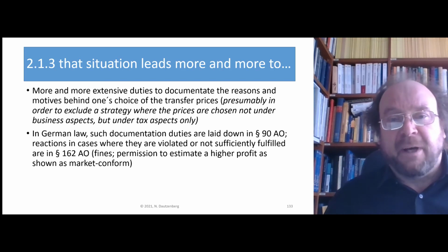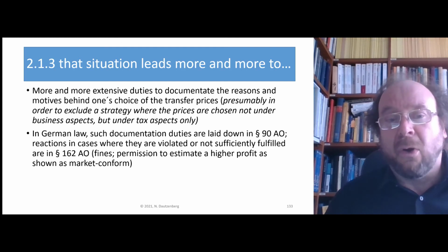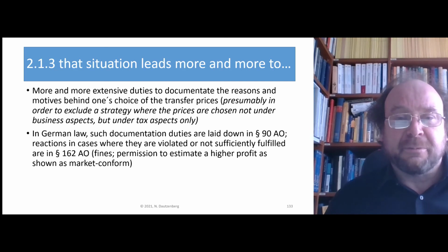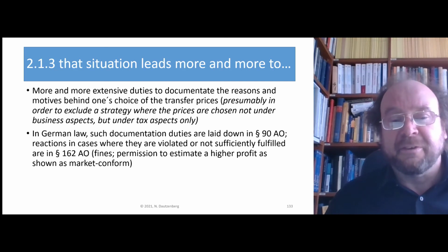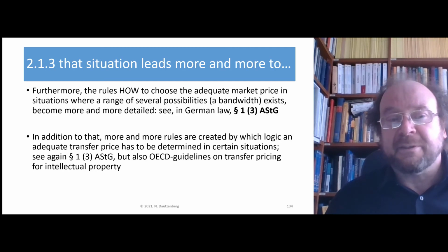there are even some fines or drastic consequences of other kind which the fiscal administration can draw if your documentation of your transfer prices is not sufficient. You find them in paragraph 162 AO, especially if your documentation isn't convincing or not sufficient. They get the permission to estimate the adequate market profit higher than the profit which you declared, and that's very, very inconvenient because it always has drastic consequences.